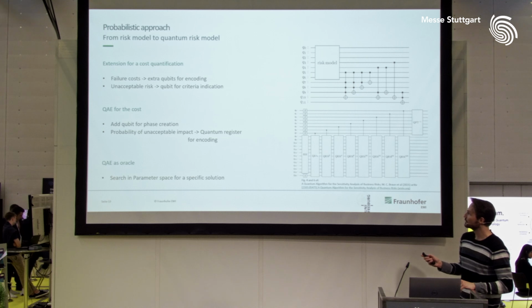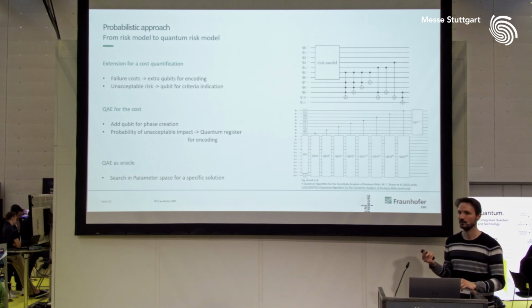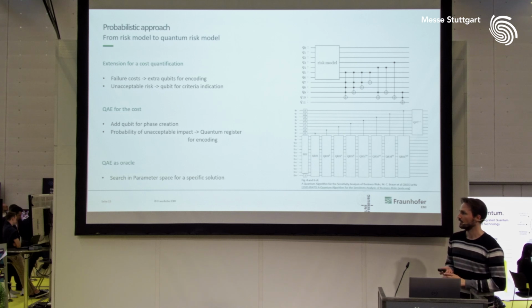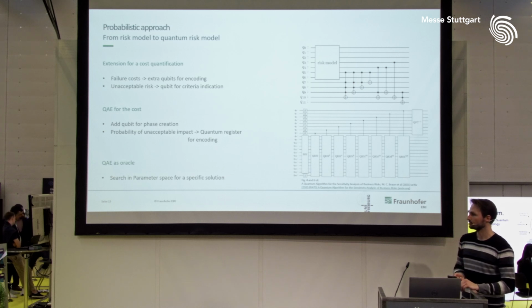And this whole QAE circuit we can use as an oracle for further implementations, for example, in a Grover search that has these variational qubits that we added on the slide before as a search space. Or we could go for some kind of optimization scheme and just use this QAE as an oracle for these other algorithms.